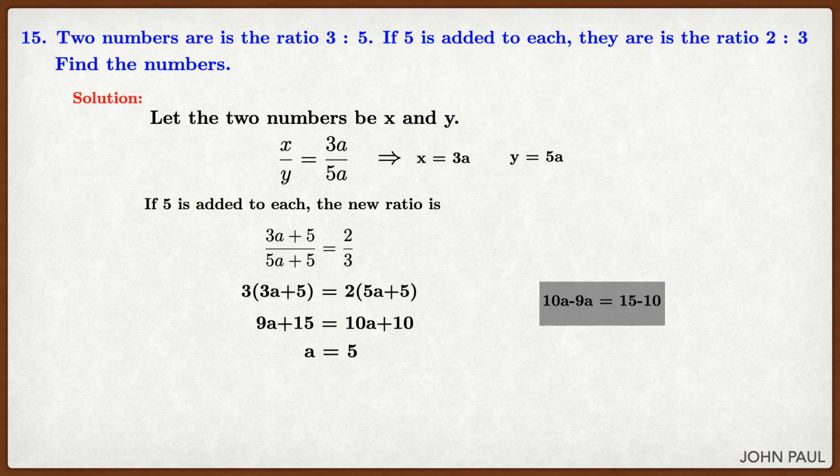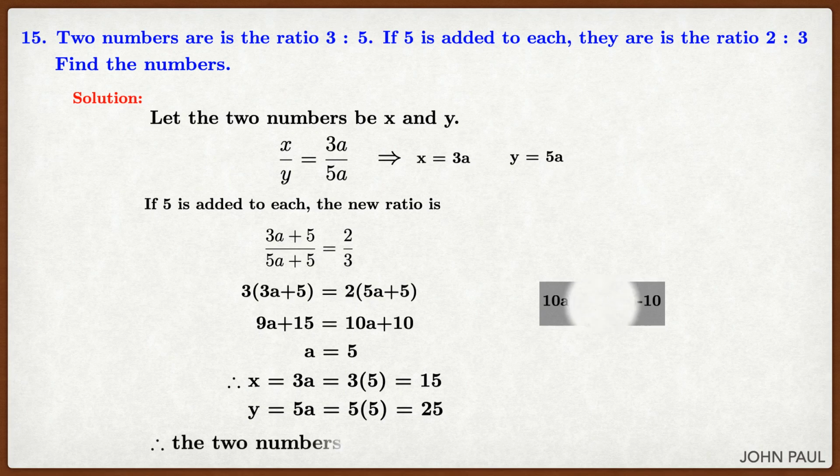That is, we will take 9a to the right hand side. We will get 10a minus 9a equal to 15 minus 10, that is 5, a equal to 5. Therefore, x equal to 3a, by substituting we get x as 15, y equal to 5a, by substituting we get y equal to 25. Therefore, the two numbers are 15 and 25.